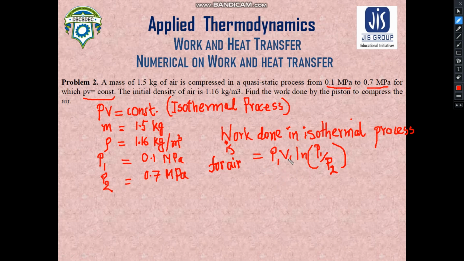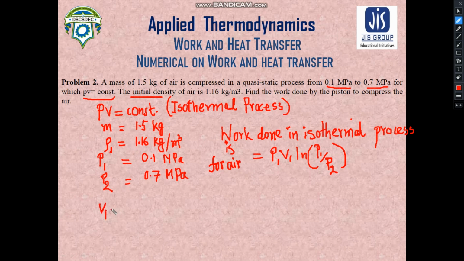So if we want to solve the problem using this formula, then we need to find out what information is available to us. We know the values of P1 and P2. So the only unknown here is V1, which can be simply calculated from the ratio of m by rho. So the initial density, let us write just rho 1, so it will help to understand, because after the compression the density of air will obviously change. So rho 1 is equal to 1.16.